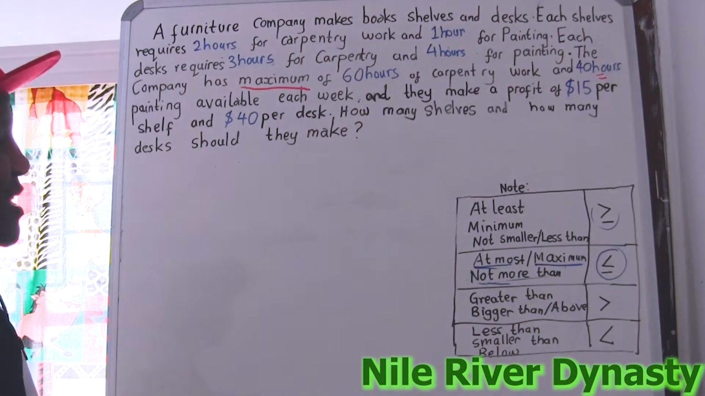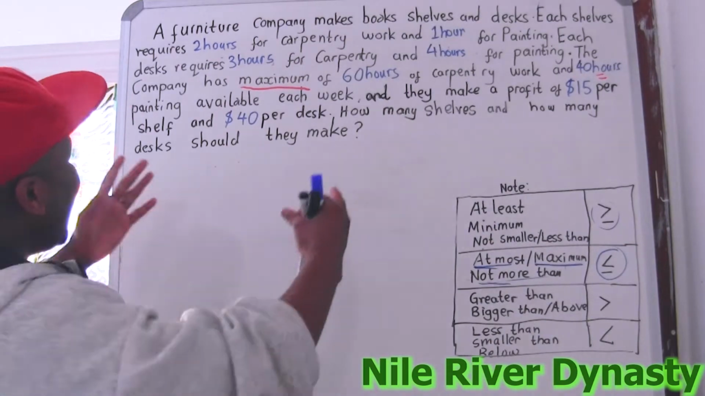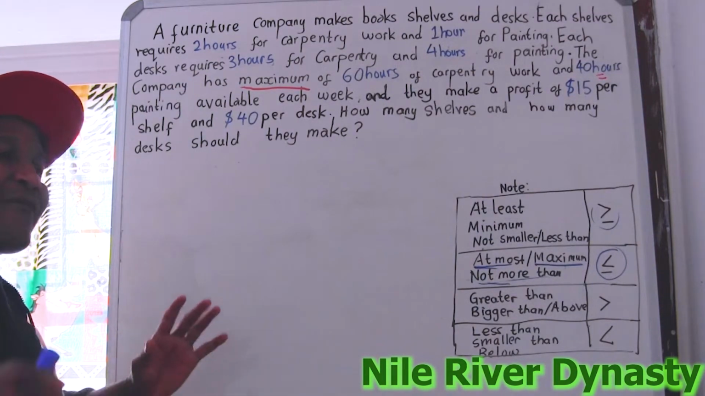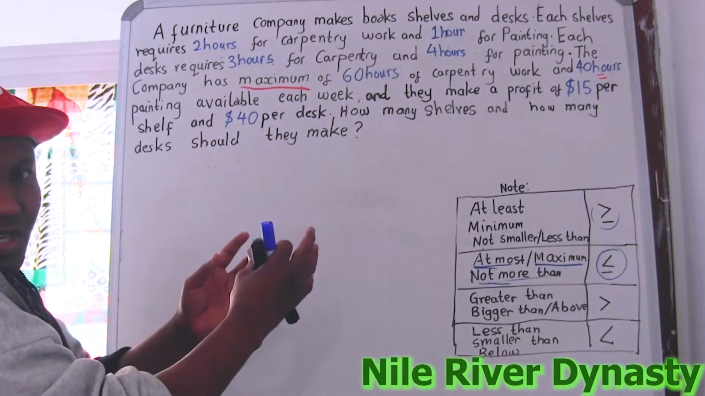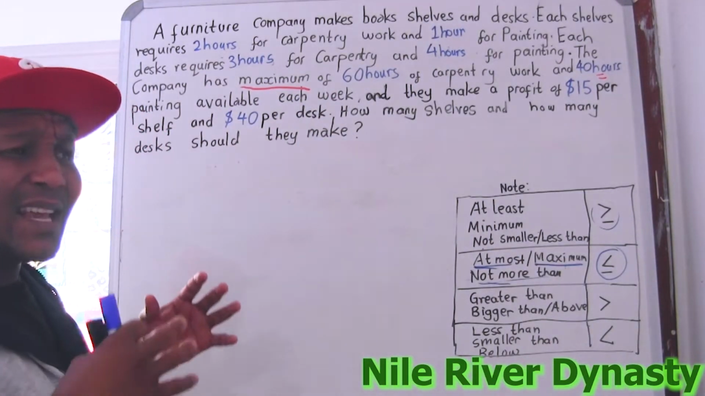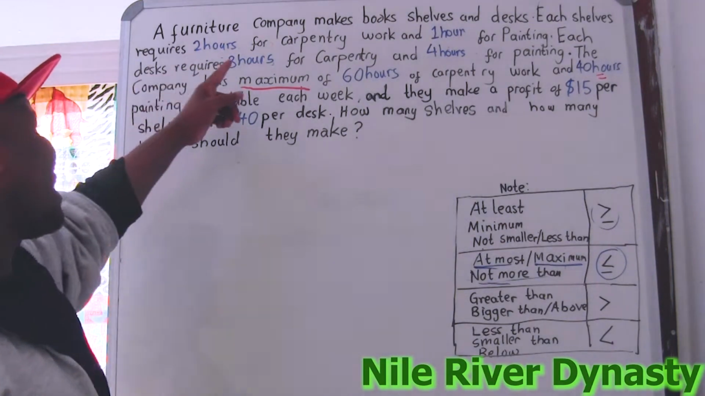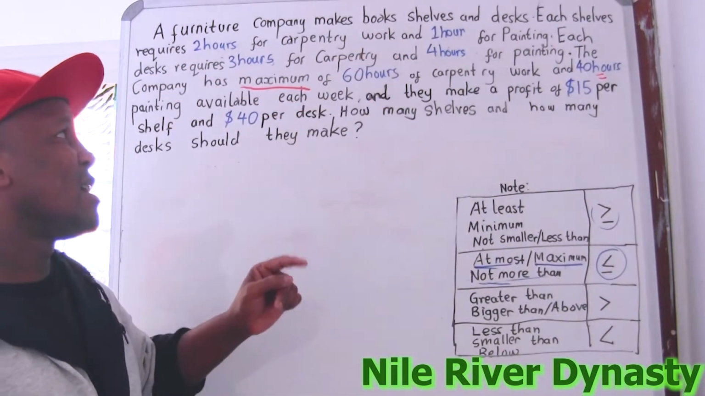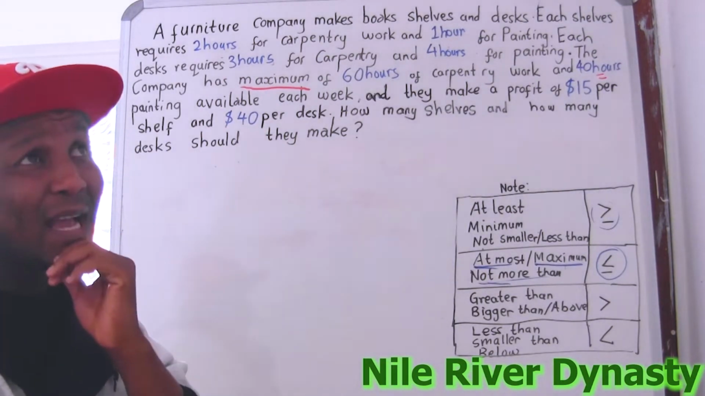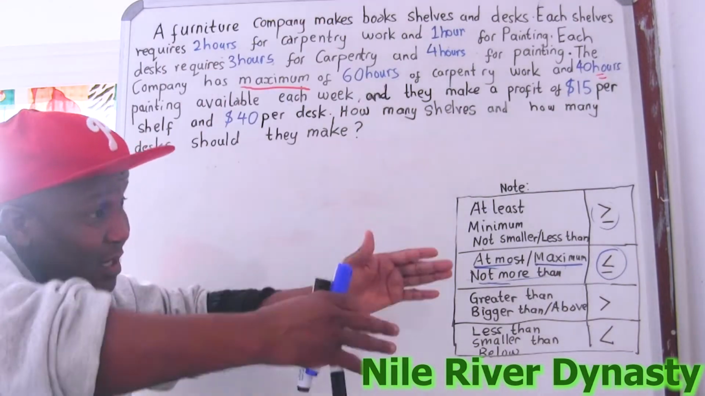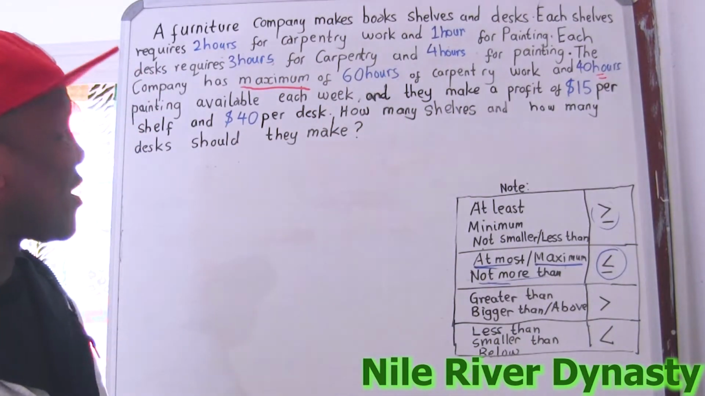So this is linear programming. It's more like an inequality, but a words problem. They give a question, and we have to extract the information and write a linear algebraic inequality for most cases. Now they say a furniture company makes bookshelves and desks. So this furniture company is going to make bookshelves and desks. Maybe they want to supply a library or school.